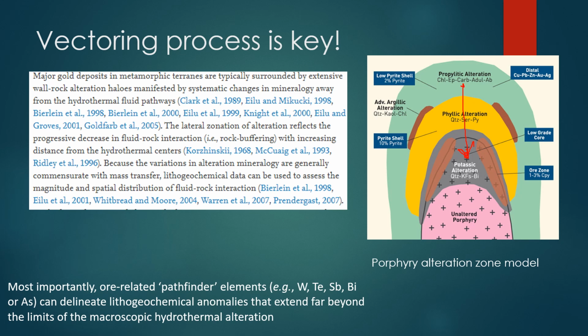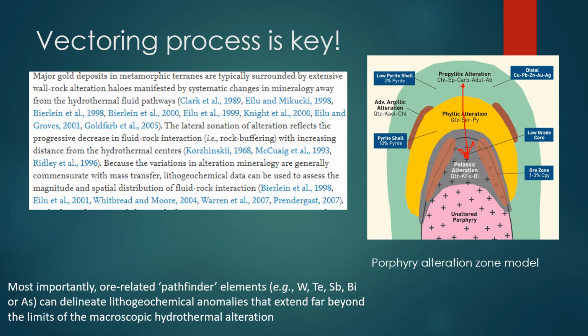And I've just taken some quotes out of a paper, the same paper, that Gaillard paper, that really emphasizes this point. It explains that major gold deposits in metamorphic terrains are typically surrounded by extensive wall rock alteration halos manifested by systematic changes in mineralogy away from the hydrothermal fluid pathways. Basically, we get a change in the element associations with increasing distance from the center. It explains that the natural zonation of alteration reflects the progressive decrease in fluid rock interaction. So the further away we get, the less reactions with the wall rock we're getting, so the less changes we're going to get.